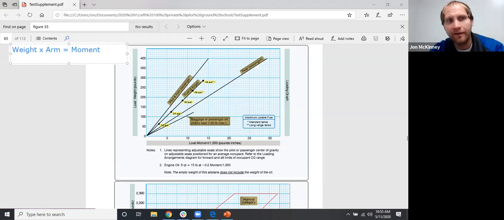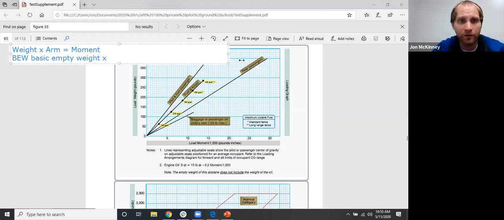So weight, the first thing we need to account for is BEW. That's called basic empty weight. It's going to have an arm location, and when you equal that out, it will then create the moment. That was probably given to us in the example. So that times the arm is going to equal the moment.